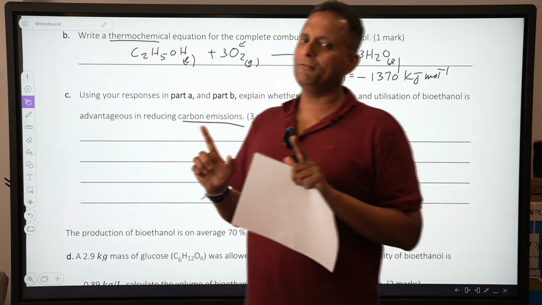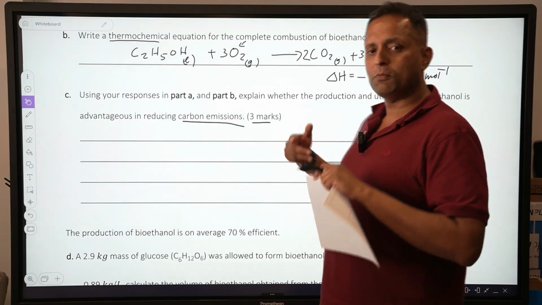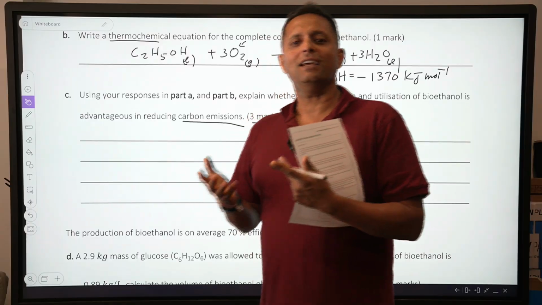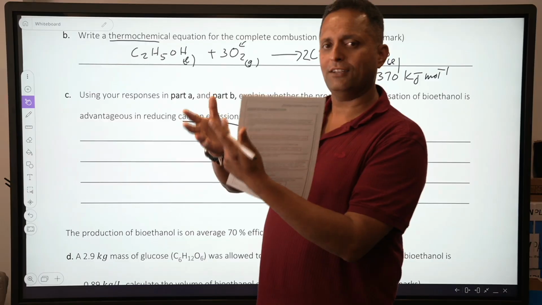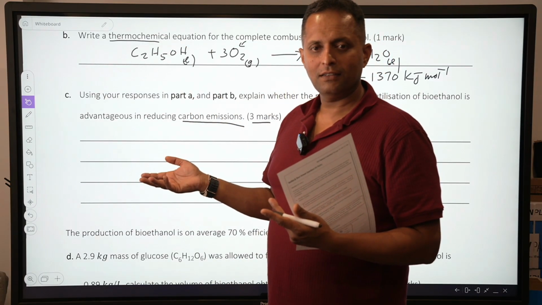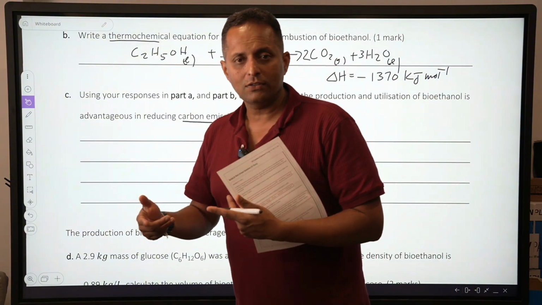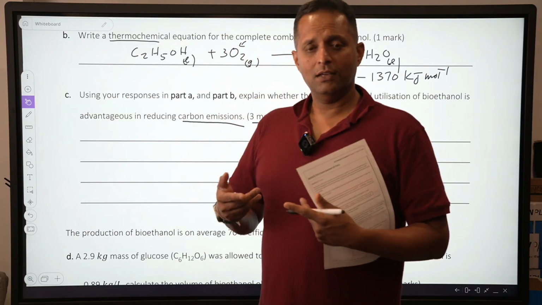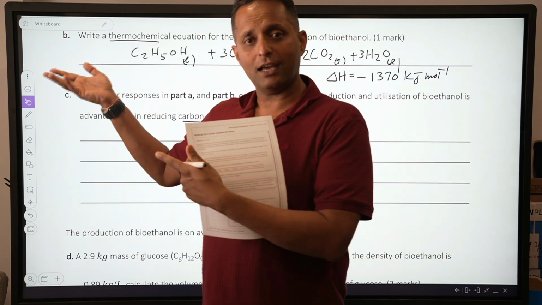But this is not perfect. You know that to produce plants, we need to do farming. During farming, it releases carbon dioxide to the atmosphere. To produce bioethanol, you need to transport bioethanol. Transportation might end up releasing carbon dioxide to the atmosphere.